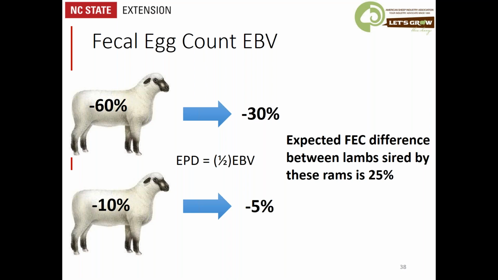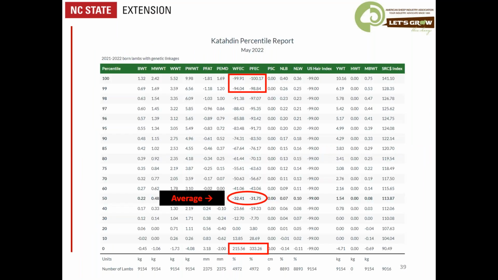So we would expect, if these two rams were mated to hypothetically the same group of ewes, progeny from the ram on the top to have a fecal egg count 25% lower than progeny sired by the ram on the bottom. And so with this, over generation after generation, we can lower fecal egg count and improve the parasite resistance within our populations.